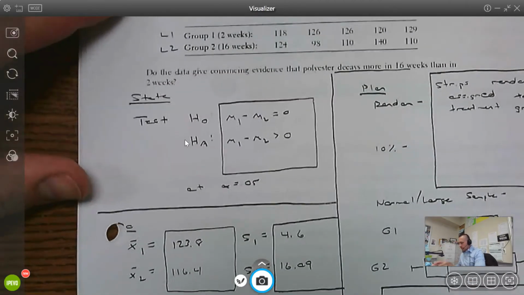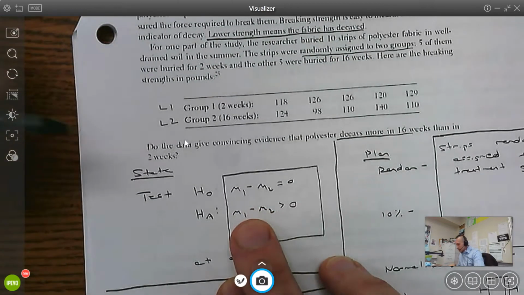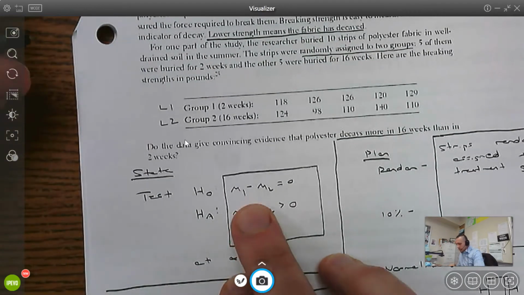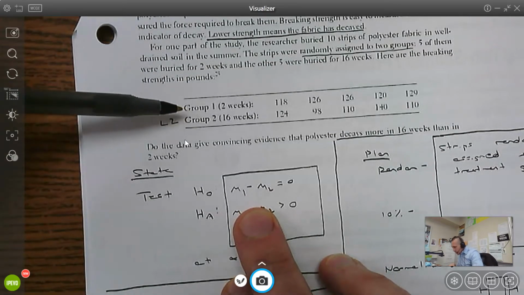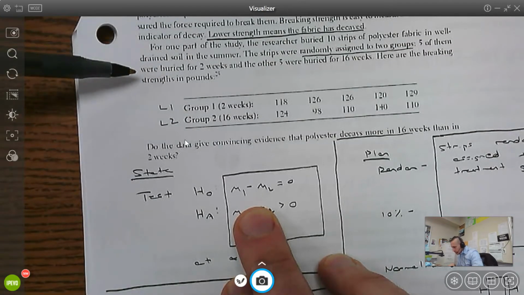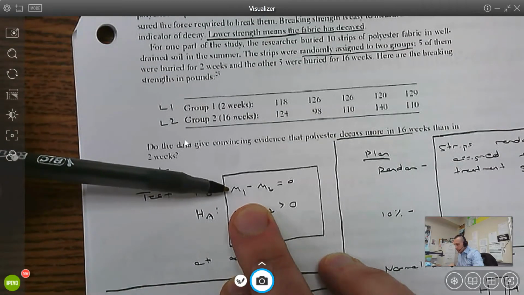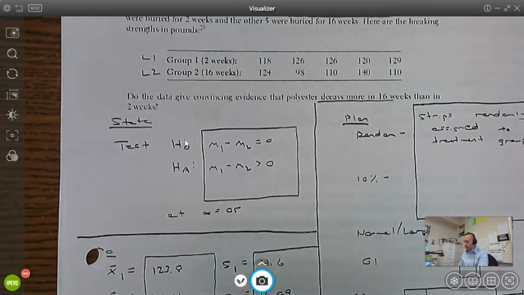Same thing on page 7. Make sure you feel comfortable with, I didn't list out the parameters, shame on me, Group 1 and Group 2. So this would be polyester decay, buried 10 strips. Here is the breaking strength. So mu sub 1 would be the true mean breaking strength for Group 1, and mu sub 2 would be the true mean breaking strength for Group 2.